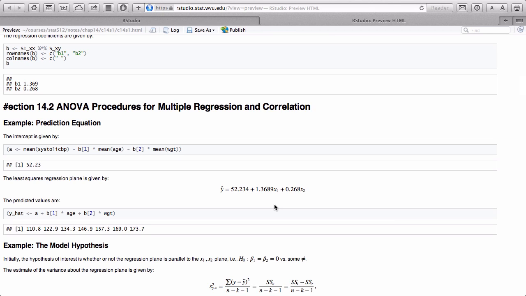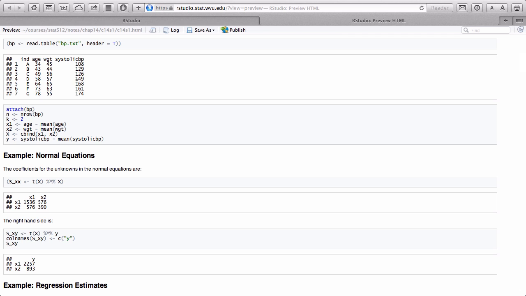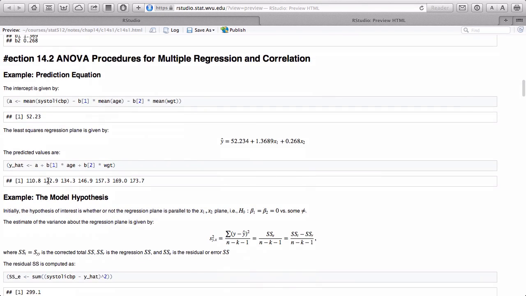In order to get the predicted values from the raw data, I can simply get y hat, which takes A, which we computed here, plus B1, which is computed here, times age, which is a vector, and then plus B2 times weight. And these are my 7 predicted values. Up here, these are my y sub i's, and these are my y hat sub i's.